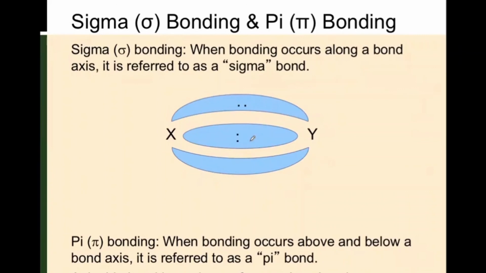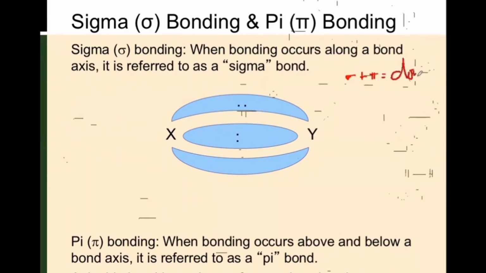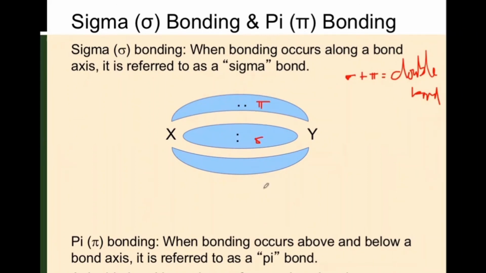And so then if we combine them together, this would be a double bond here, because we have a sigma bond plus a pi bond is equal to a double bond. So a double bond is made up of a sigma and a pi bond. You can see here, there's a sigma here in between the nuclei and the pi bond, which is above and below the sigma bond, or above and below the internuclear axis, I guess is a better descriptor.